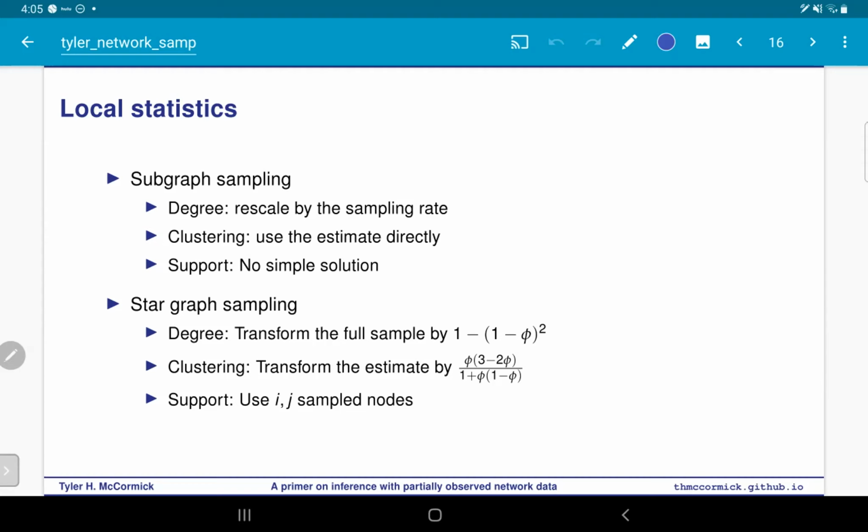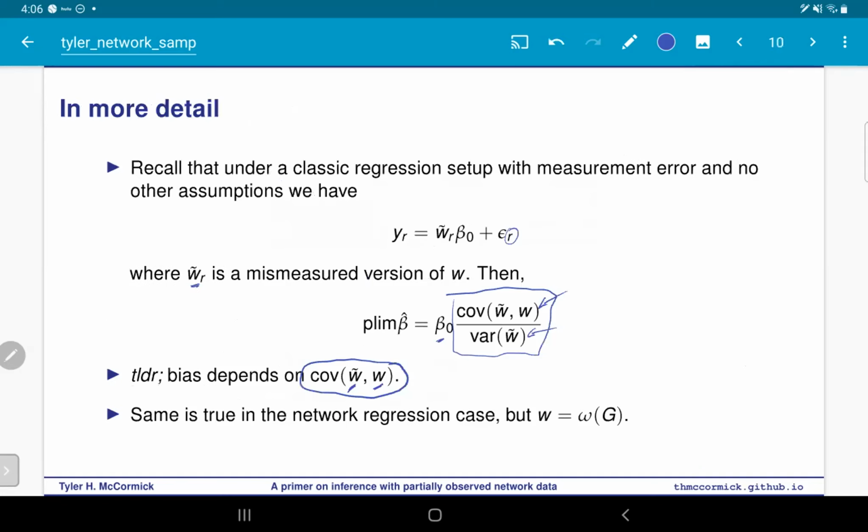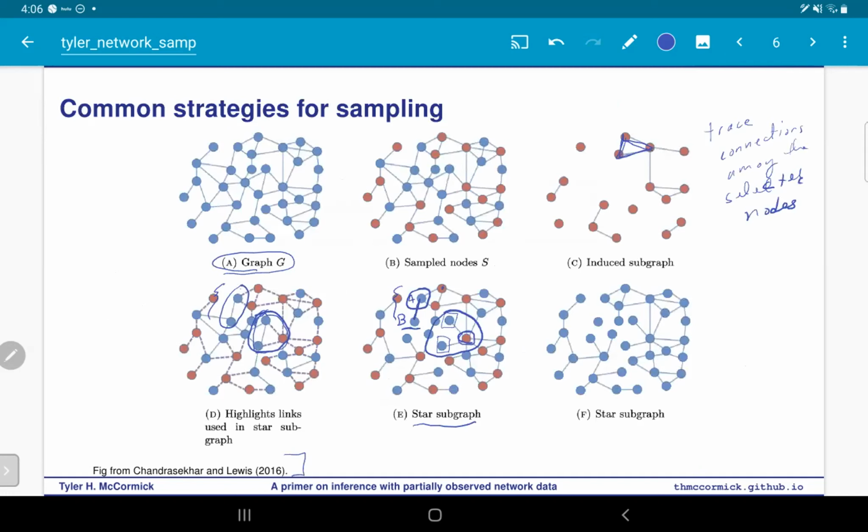And so for support, this is actually a not finished bullet point here. You're going to use the I and J sampled nodes, and essentially what you're going to try to do is estimate a potential distribution from the I and J sampled nodes, and then use that as a correction. So there's a two-step process there with support. But the key piece of information is that you can at least adjust back to an estimate of support with the star subgraph, whereas with the induced subgraph, you don't really have any information to estimate what support is going to look like.